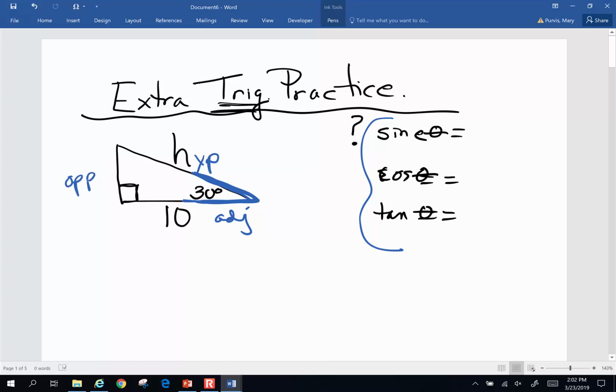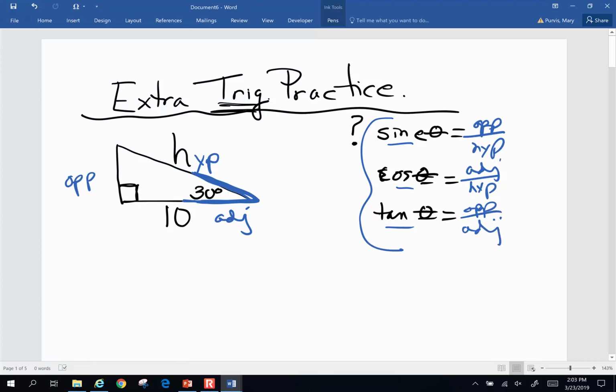Now, the trig functions, sine, cosine, and tangent, here are the equations. Sine is opposite over hypotenuse, cosine is adjacent over hypotenuse, and tangent is opposite over adjacent.